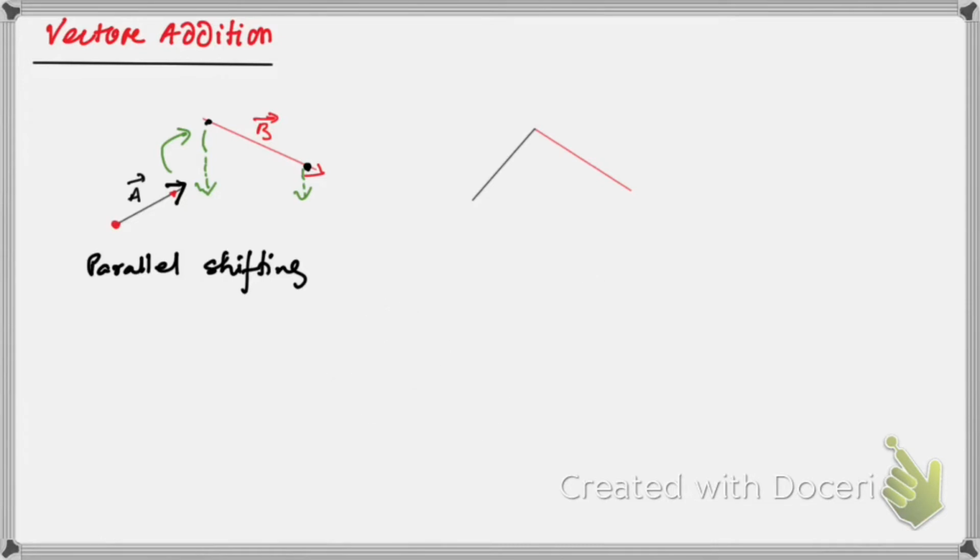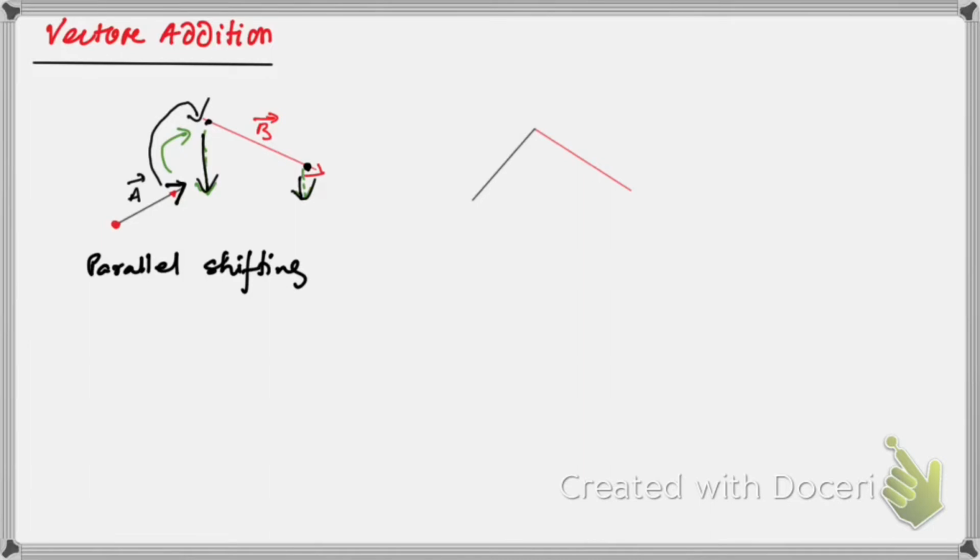So here you see, we will join these two vectors in order to add. We're going to shift this vector B in such a way that the terminal point joins to the initial point of vector B.